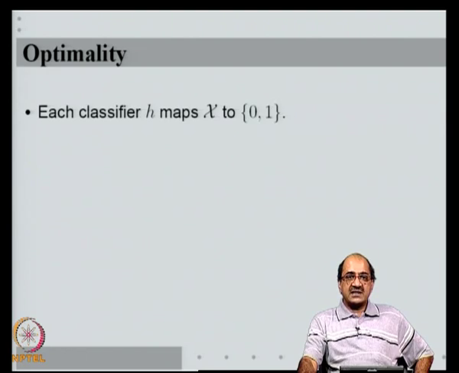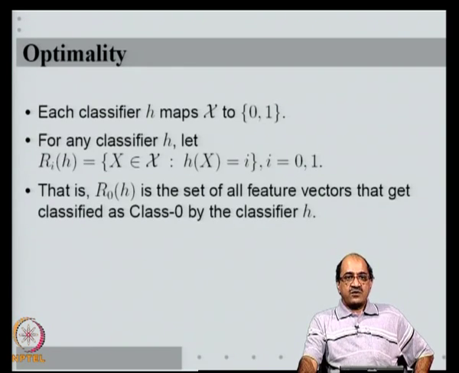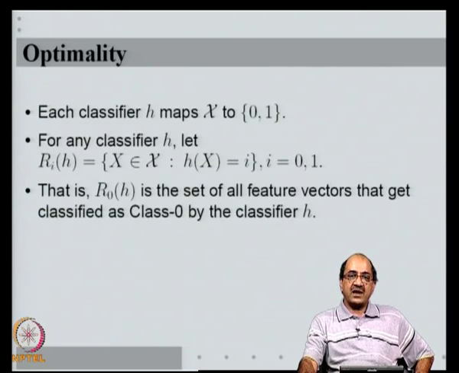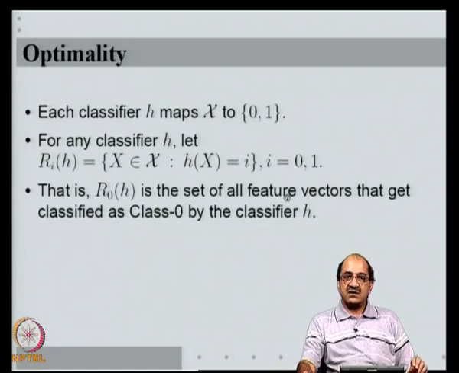As we know, each classifier H maps the feature space X to the set of class labels, that is 0, 1. So, for a given classifier H, define Ri of H as the set of all X for which H(X) is equal to i. For example, R0 of H is the set of all feature vectors that get mapped onto class 0 by classifier H. Similarly, R1 is the set of feature vectors that are put in class 1 by classifier H.